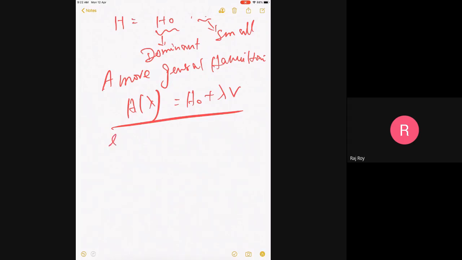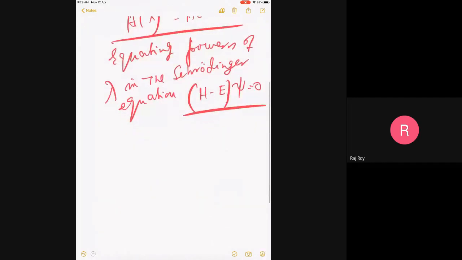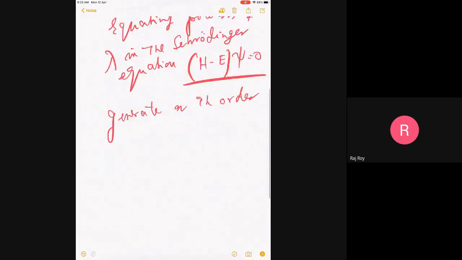And from here, by equating powers of lambda in the Schrodinger equation, which is H minus E psi equal to 0, I can get a general nth order equation. And at the end, my ground state psi 0 would be psi 0,0 plus psi 0,1 plus psi 0,2, etc.